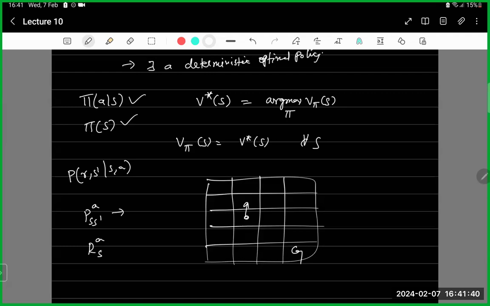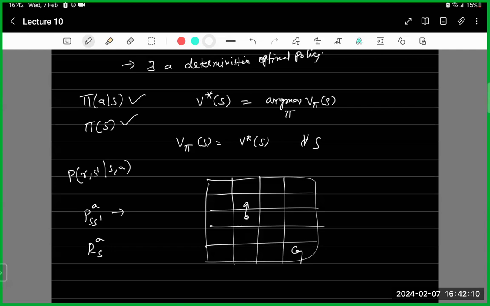If you are in a state S and take action A, what is the probability that you'll go to some state S dash? This is what is specified by the transition diagram. If you have 5 rupees and you get 2 rupees, what is the next state? With what probability will you go to some state? That is what is defined by the MDP. And R of S and A: if you are in a state S and take action A, what is the expected reward that you'll get?